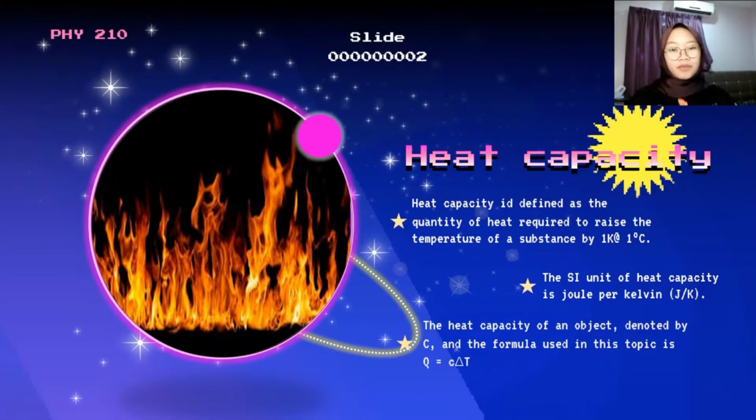As we can see in my slide, heat capacity can be defined as the quantity of heat required to raise the temperature of a substance by 1 Kelvin or 1 degree Celsius. The SI unit of heat capacity is joule per Kelvin. Next, the heat capacity of an object is denoted by C, and the formula used in this topic is Q equals C multiplied by the change of temperature. Usually, the heat capacity is already given in the question.